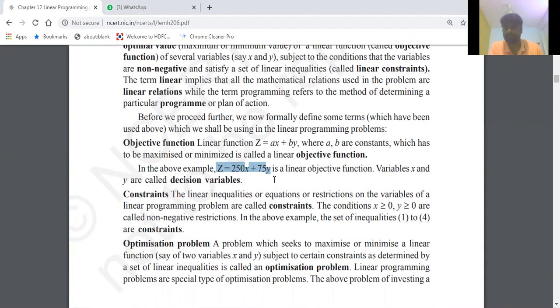250 means profit on every table, 75 profit on every chair. Correct? This combined, we call it a linear objective function. Variables x and y are called decision variables. Whatever x, y we use in the objective function, those are called decision variables. Correct or not?